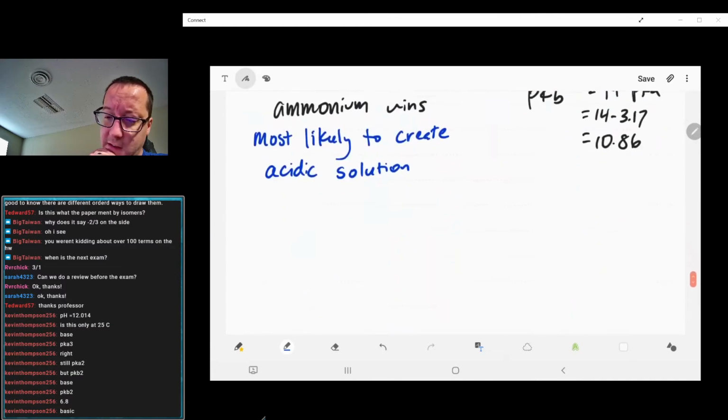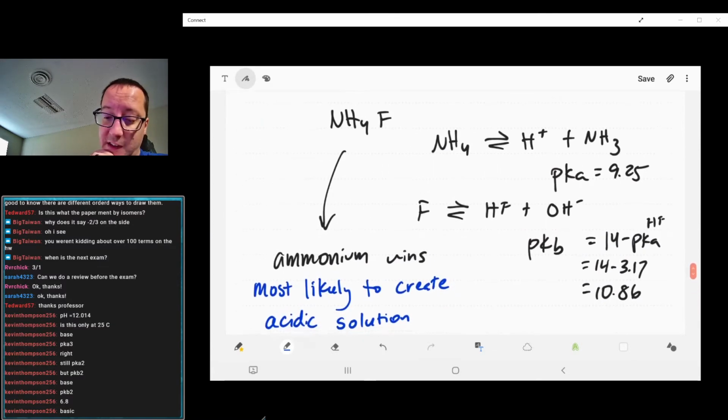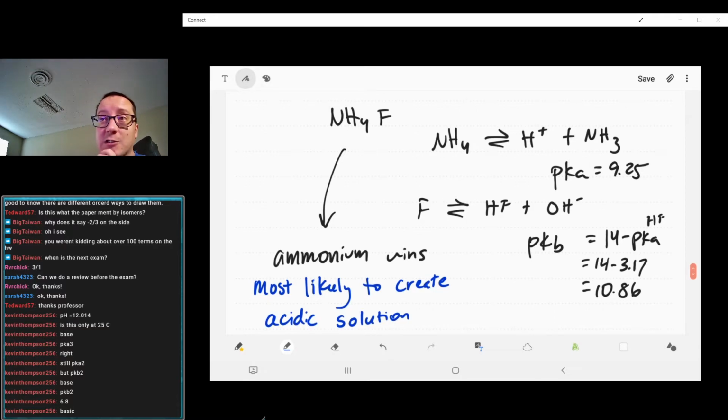So we're going to see here that the ammonium fluoride is going to be acidic in solution unless we throw some other bases or stuff in there. So if we were to just dissolve ammonium fluoride, it's going to create an acidic solution because the pKa of the ammonium's reaction is going to be less than the pKb of the fluoride's reaction.